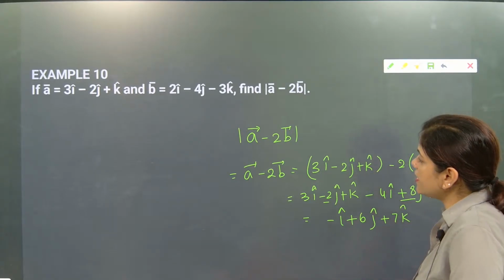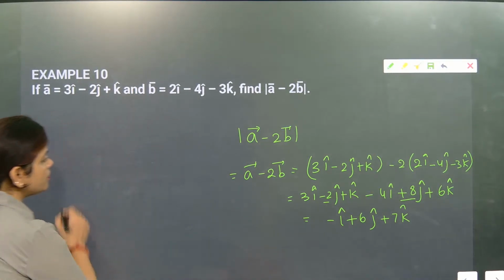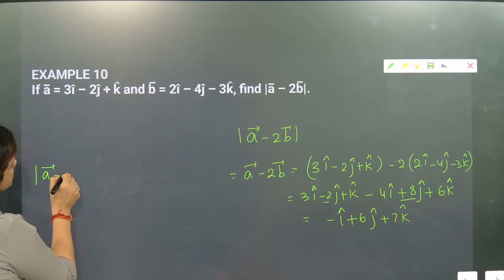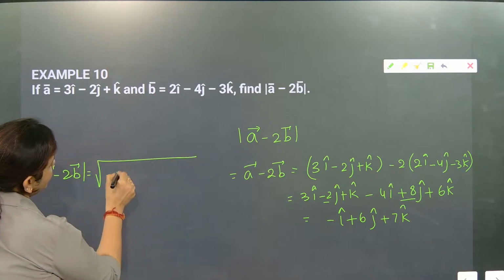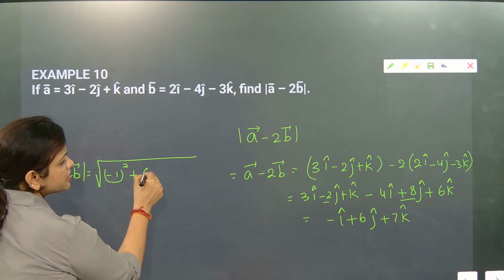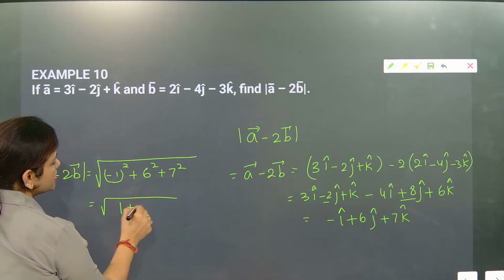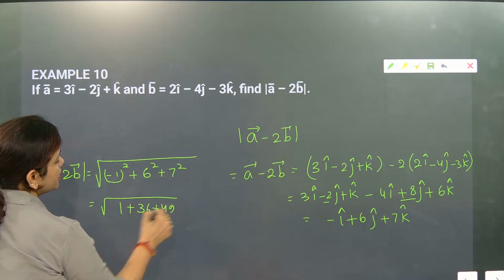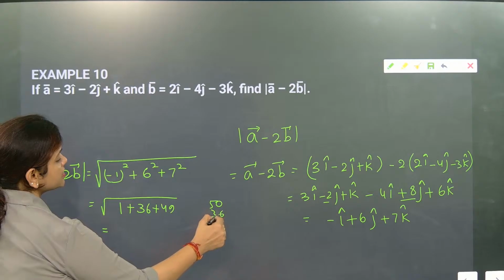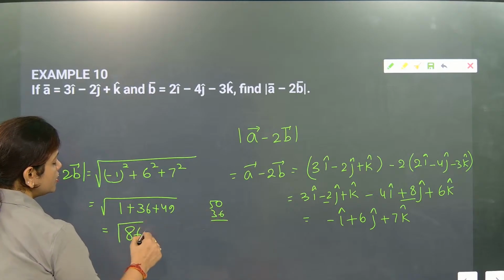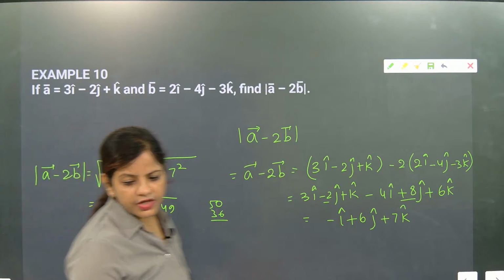So once you have done till here, now you have to find the magnitude. The modulus means root under minus 1 whole square plus 6 square plus 7 square. So this part will become 1 plus 36 plus 49. 49 plus 1 is 50, plus 36 is 86. So root under 86 units. Anybody got root under 86 units?